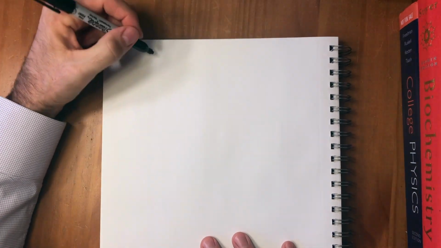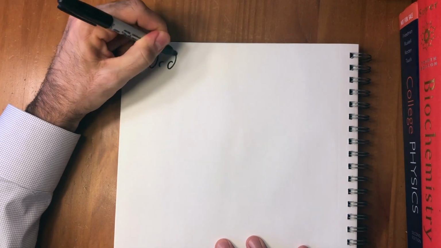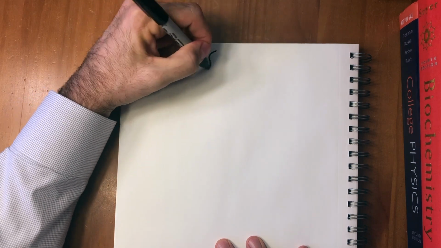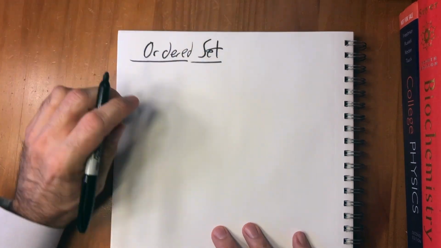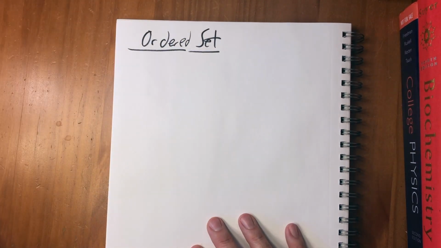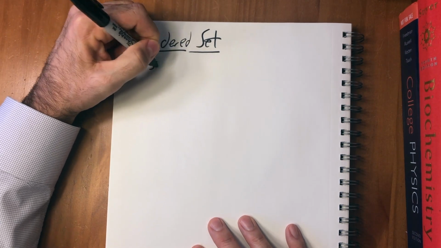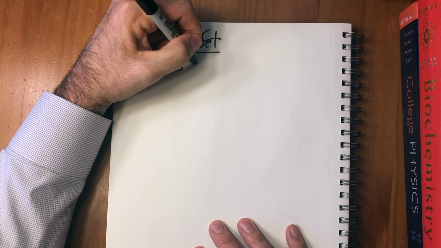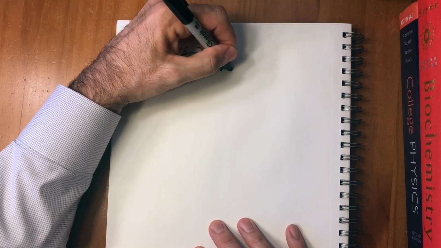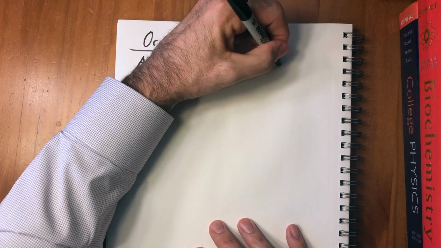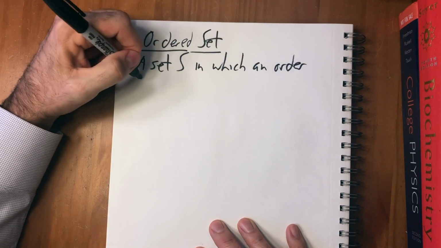So that was what an order on a set means. So an ordered set is a set S in which an order has been defined.